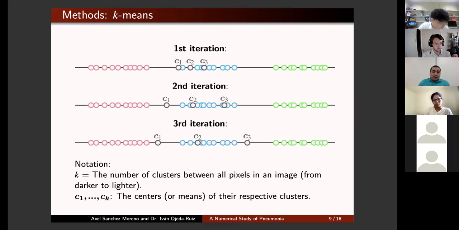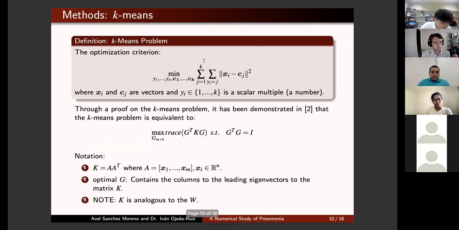Now, the number of clusters can vary, and that's based on what the user enters in terms of K in K-means. Here's the definition of the K-means problem. Note that it's a minimization problem, but through a proof on the K-means problem, it can be demonstrated that the following minimization problem can be rewritten as a minimization problem.